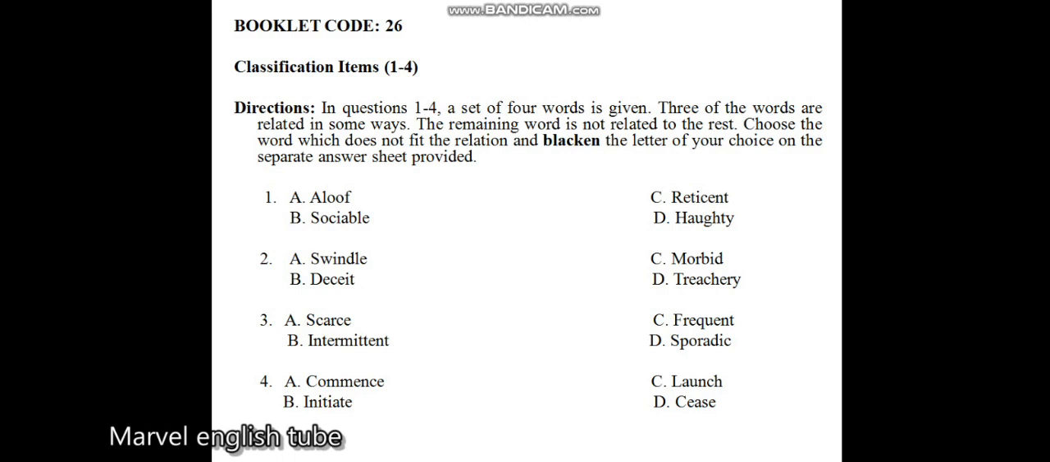Choose the odd one out. Choose the one which is different. Choose the word which doesn't belong to the group.